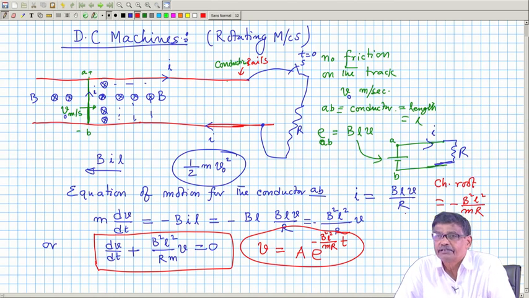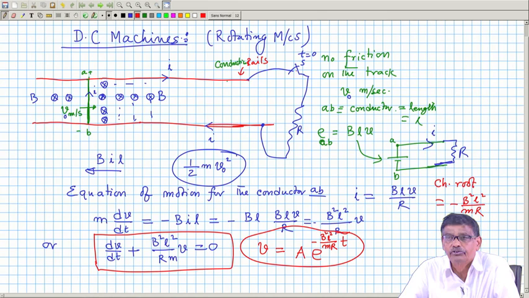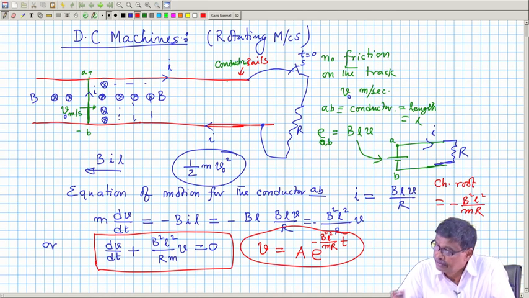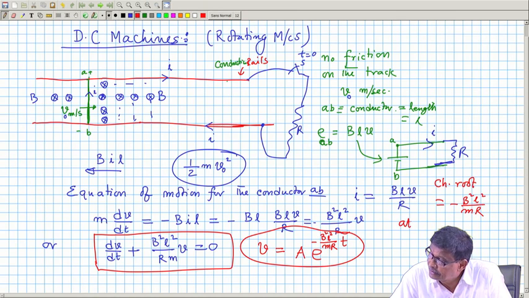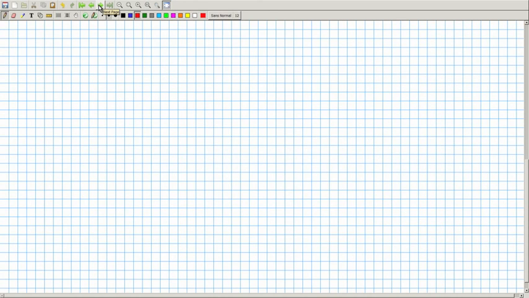See, the velocity of a mass cannot change instantaneously. When the switch was opened, its velocity was V naught. At t equal to 0 plus, after you have closed the switch, velocity will still be V 0 because of its inertia. Therefore at t equal to 0 plus, V is equal to V 0 only. So this gives you A is equal to V 0, the velocity of the conductor when S was open.